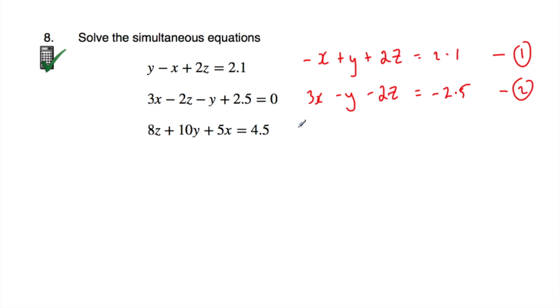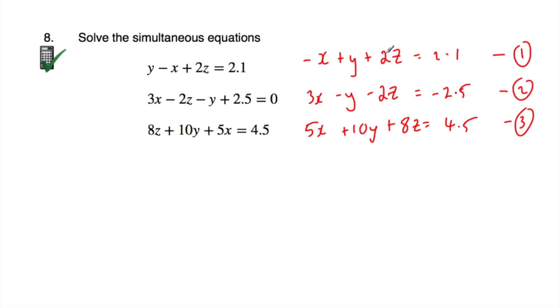And then in terms of equation number 3, I'm just going to rearrange these. So it's going to be 5x plus 10y plus 8z equals 4.5. And that's equation number 3. Okay, so we've just rearranged the orders there. Okay, so now let's solve these simultaneous equations.